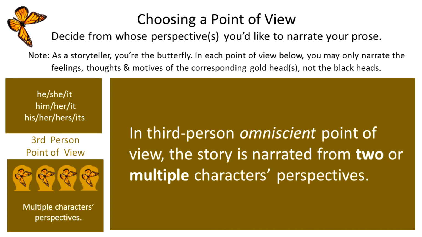In third-person omniscient point of view, the story is narrated from two or multiple characters' perspectives. In the chart, no characters' heads are in blackout mode. The story can be narrated from any character's perspective.